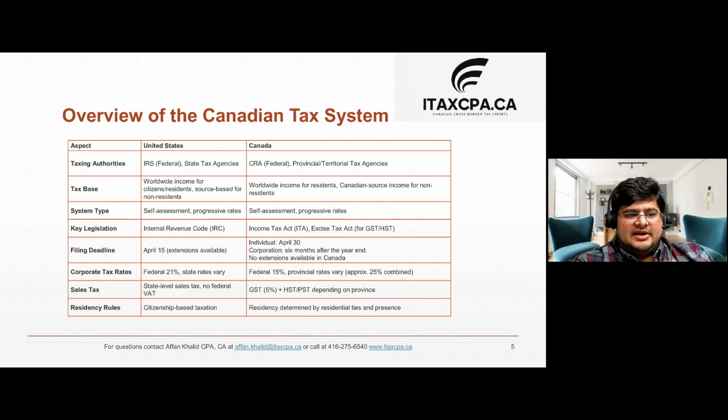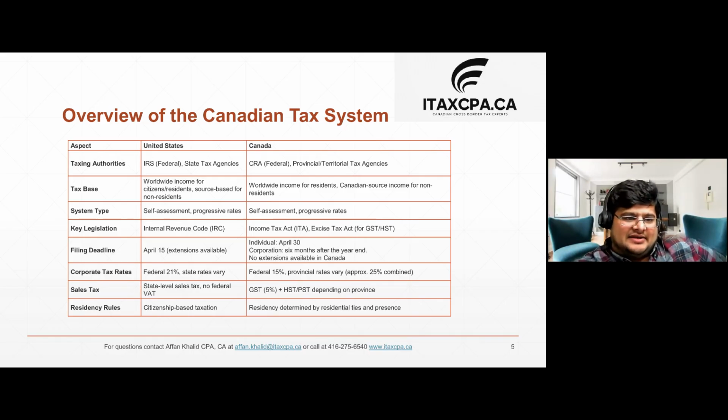In terms of key legislation, you have the Internal Revenue Code. We have the Income Tax Act for income tax, and for sales tax we have the Excise Tax Act. So if you have clients or someone talking about the Income Tax Act, that's something equivalent to the IRC in the US.